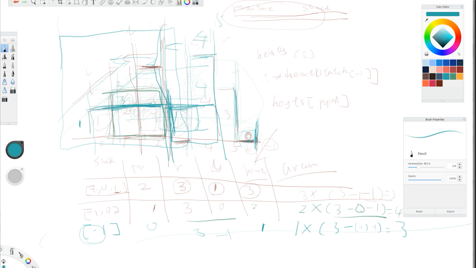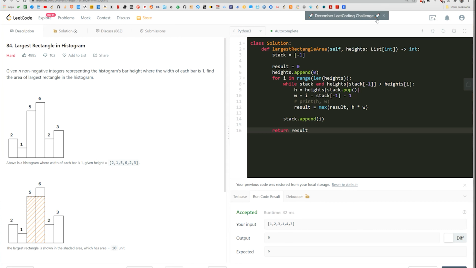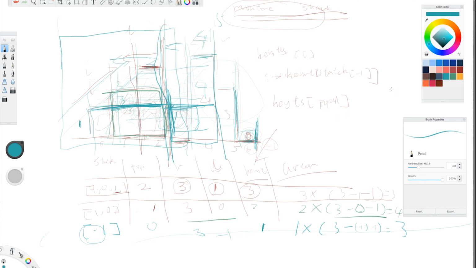So now that we have this in mind, we can look at the implementation, which is quite easy to explain then. So basically you are doing whatever was said in this section. You initialize your stack to -1. You set your result to be 0, and then you append 0 to the heights, which is doing this part.